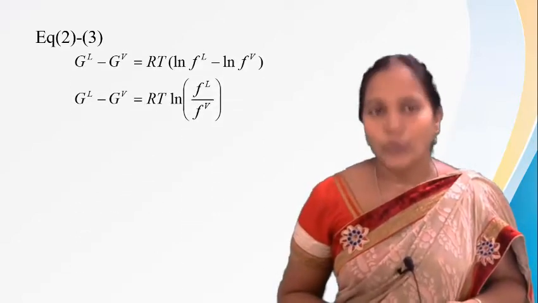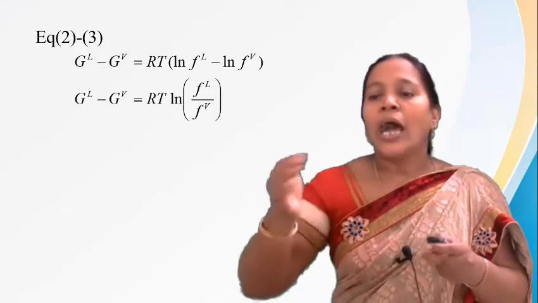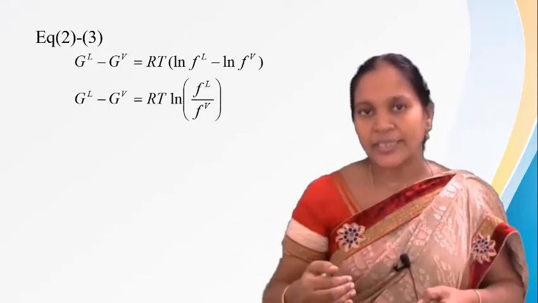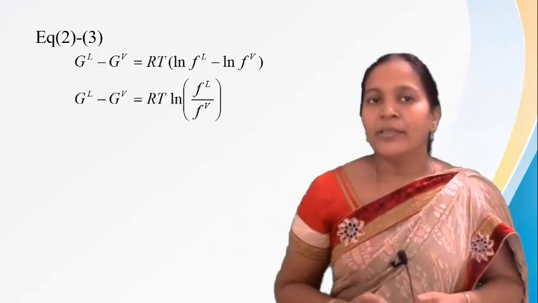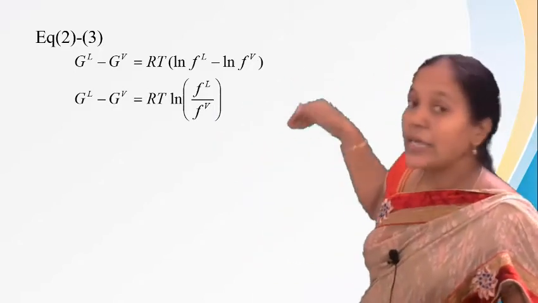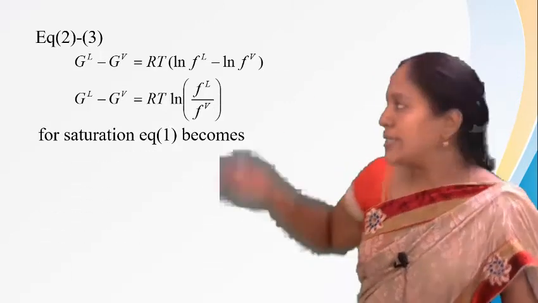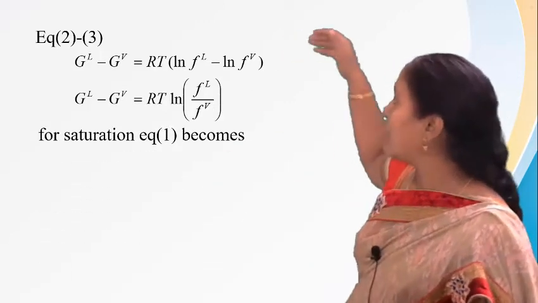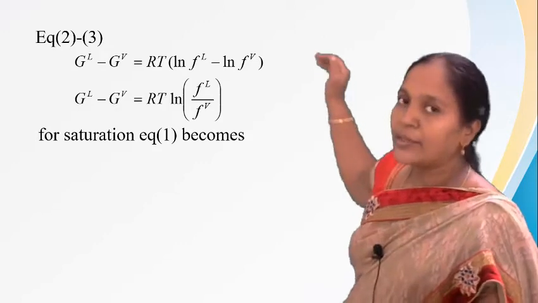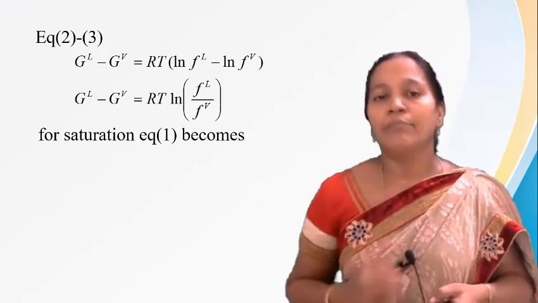Now, subtract equation 3 from 2. Therefore, GL minus GV is equal to RT (ln FL minus ln FV). Therefore, GL minus GV is equal to RT ln (FL by FV). Here, this is in the form of ln A minus ln B, which is written in the form of ln (A by B).